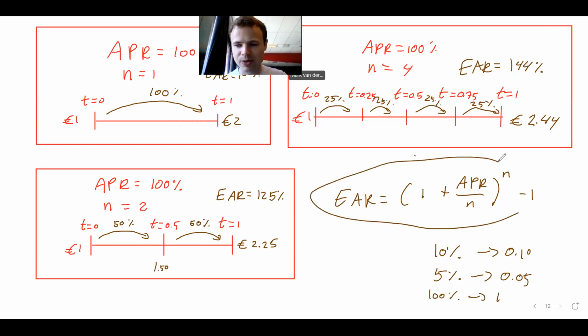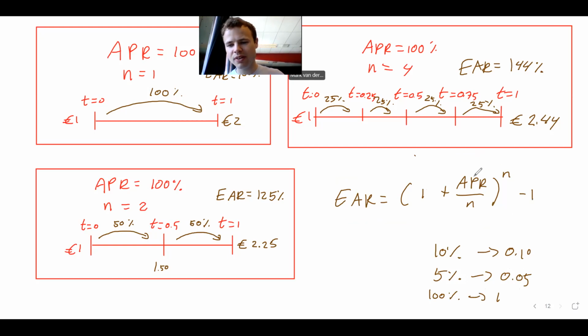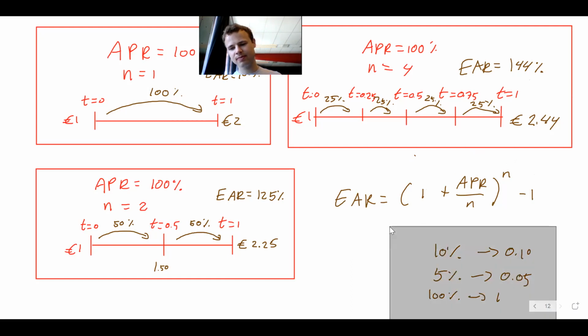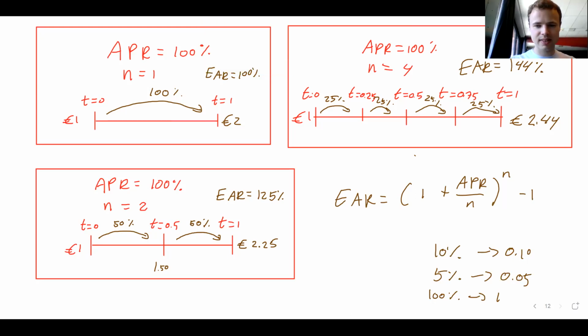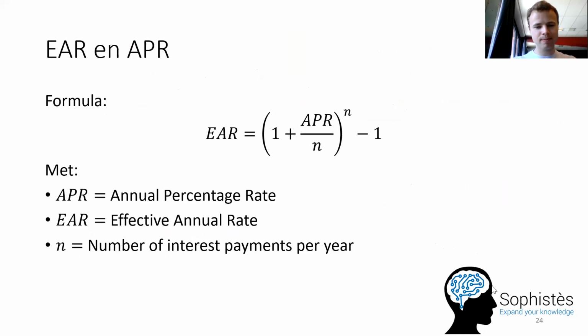So maybe you want to try it out. 1 plus 1 divided by 4, with the power of 4, minus 1. That should give you the 144% if you multiply by 100%. Does the formula work if you try it out? Okay. Then, here you also see the formula.